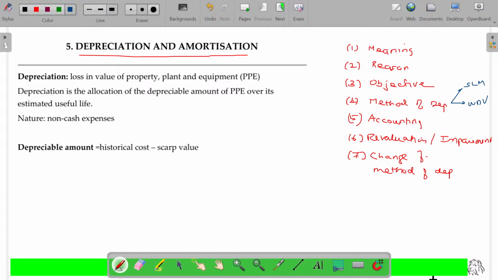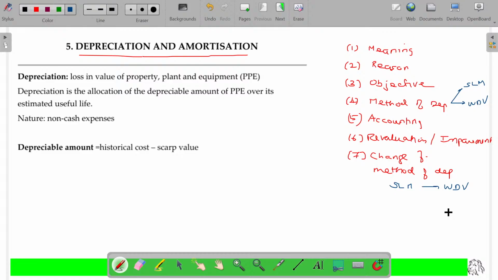Beyond that, we have still some other methods also. Of course, currently we depend on only these 2 methods. Since for 4 or 5 years we may follow SLM method, suddenly we thought to change from SLM to WDV. That will be called the 7th one, changing the method of depreciation. You may follow SLM method. You now decided to shift yourself from SLM method to WDV method. Can I shift that? Yeah, of course you can do.